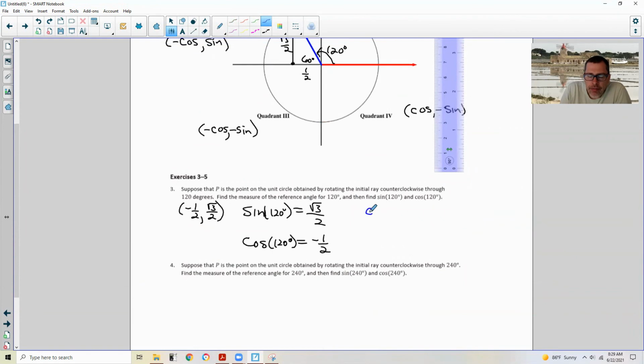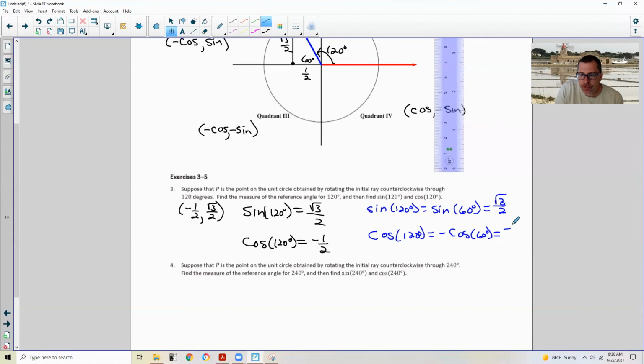I could say the sine of 120 degrees equals the sine, and now we use our reference angle of 60 degrees, which equals √3/2. And then we could say the cosine of 120 degrees equals the negative of the cosine of 60 degrees. And the negative cosine of 60 degrees is -1/2. Okay, we could also do it that way.